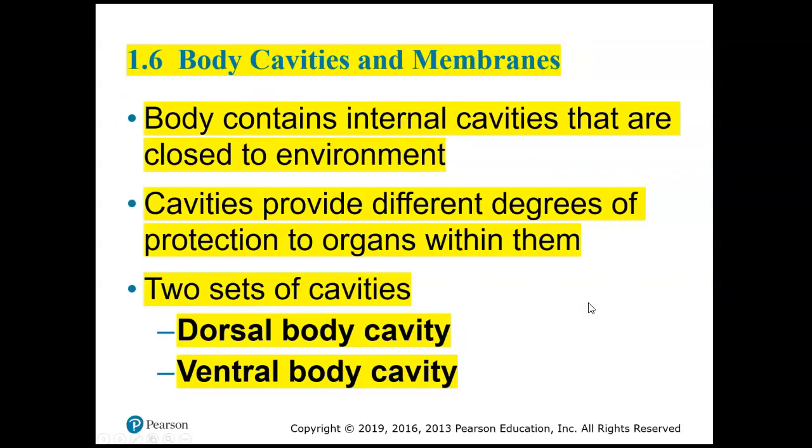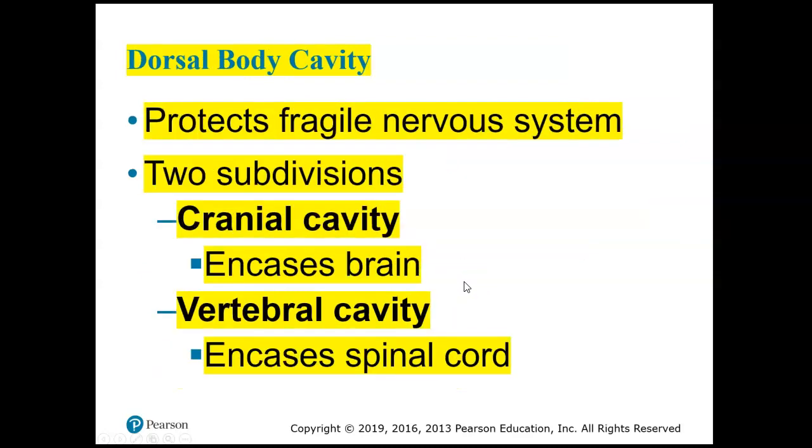Section 1.6 has body cavities and membranes. The body contains internal cavities that are closed to the environment. The cavities provide different degrees of protection to organs within them. And we've got two main sets of body cavities, the dorsal and the ventral. The dorsal body cavity protects the nervous system, and there are two subdivisions, the cranial and the vertebral.